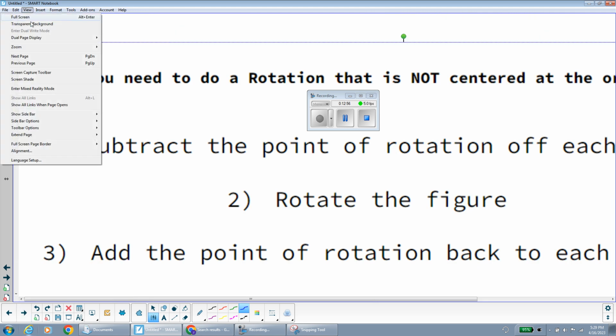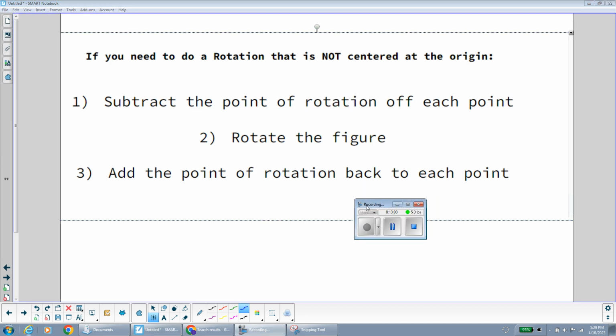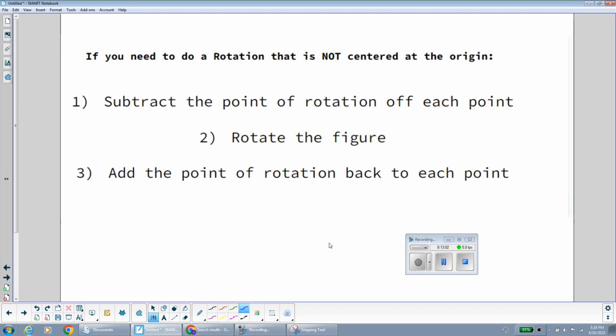Okay, we are going to talk about how to do a rotation if your center of rotation is not the origin. So the best way to go about that is to move it back to the origin by subtracting the point of rotation off of each of your points, doing the rotation the regular way using the rules, and then adding the point of rotation back to each point to put it back to being centered not at the origin.